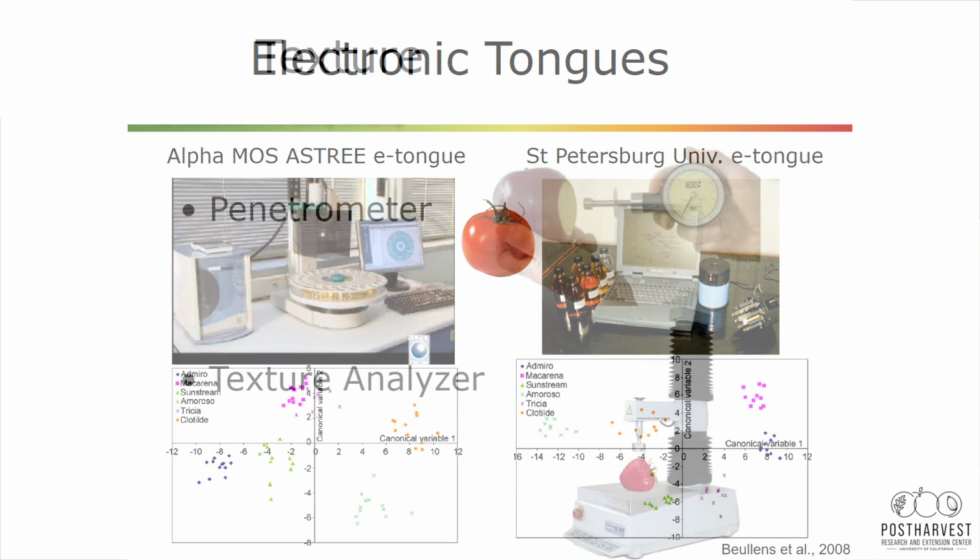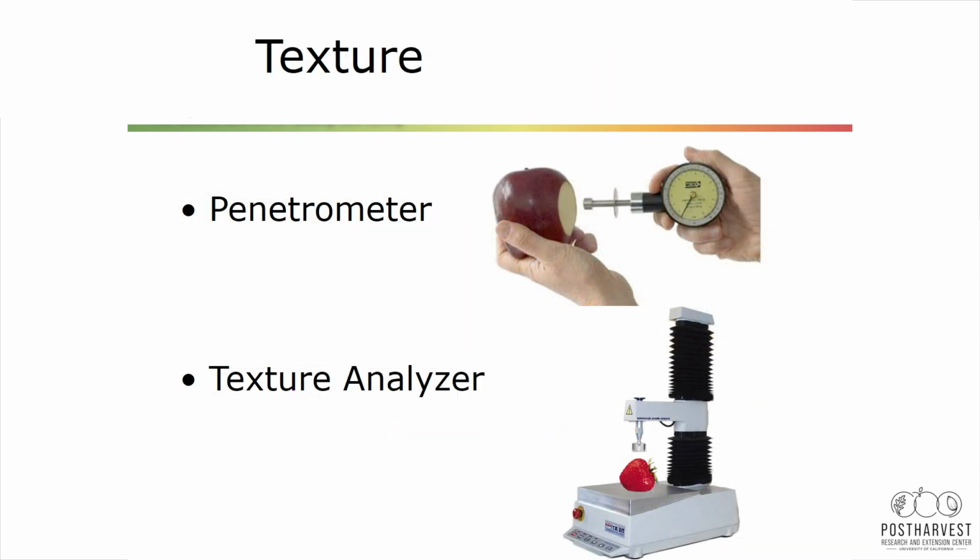Okay, so how do we measure texture? You've seen that probably yesterday, through basically measuring the amount of force that a probe needs to penetrate the flesh of a fruit, right? And so you can do that, of course. This is really not what you should be doing, right?